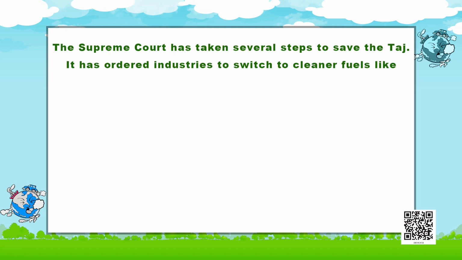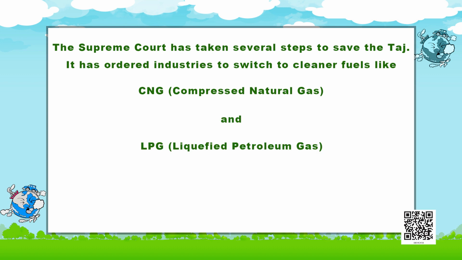It has ordered industries to switch to cleaner fuels like CNG, which is compressed natural gas, and LPG, which is liquefied petroleum gas, which causes very less pollution. Moreover, automobiles should shift to unleaded petrol over the Taj zone. Now let us try to understand the greenhouse effect.